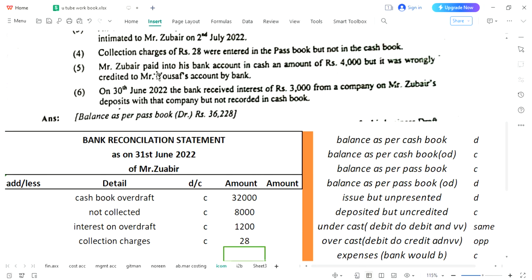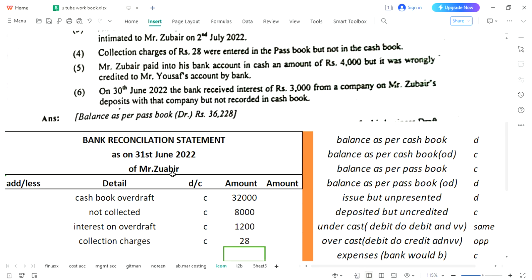Fifth point: Mr. Zubair paid into his bank account a cash of 4,000. It means Mr. Zubair, please note it down, and we are solving this question for Mr. Zubair. But it was wrongly credited to Yusuf's account. We usually have a rule for wrong credit, but please understand this is a little bit different. Actually, he has given the wrong credit to Yusuf, and we do not know who Yusuf is. We have no knowledge of who Yusuf is. We are actually making this bank reconciliation statement for Mr.